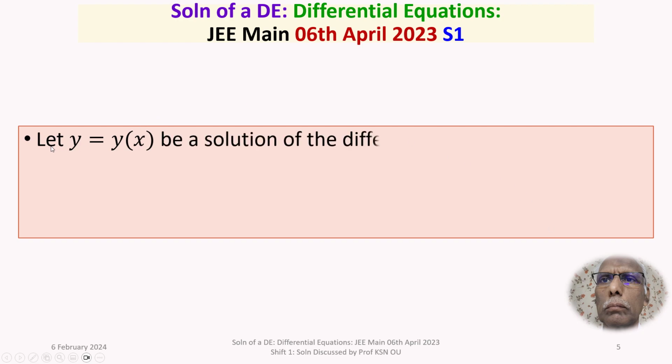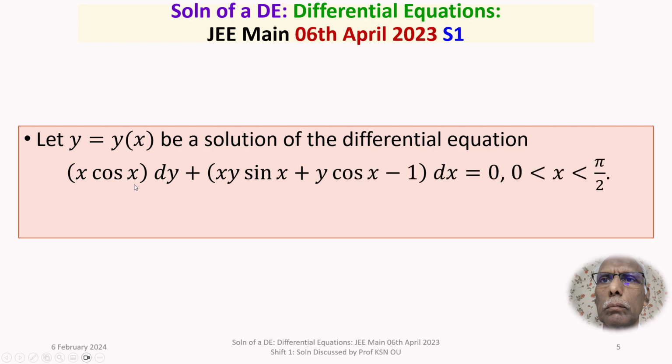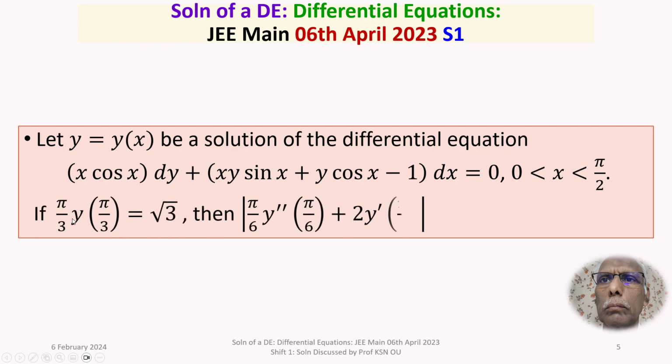The given question is: let y = y(x) be a solution of the differential equation x cos x dy + (xy sin x + y cos x - 1) dx = 0, where 0 < x < π/2. If (π/3) y(π/3) = √3, then |(π/6) y''(π/6) + 2y'(π/6)| is equal to.